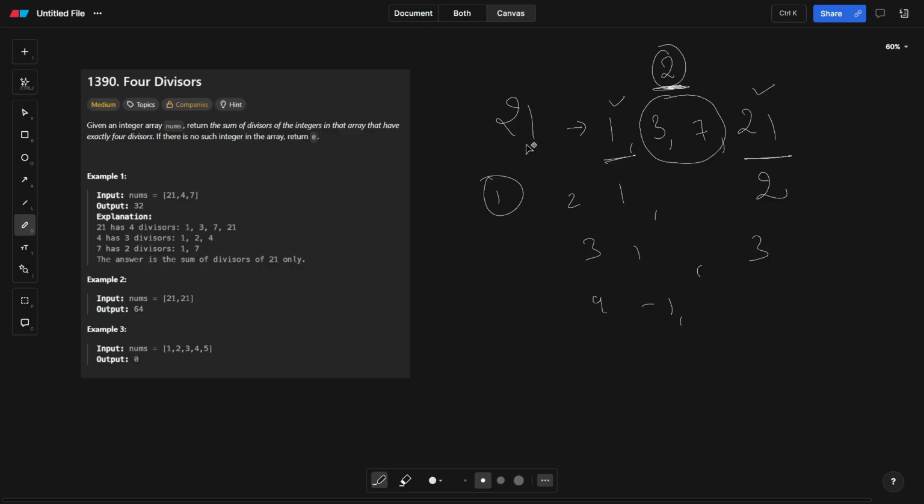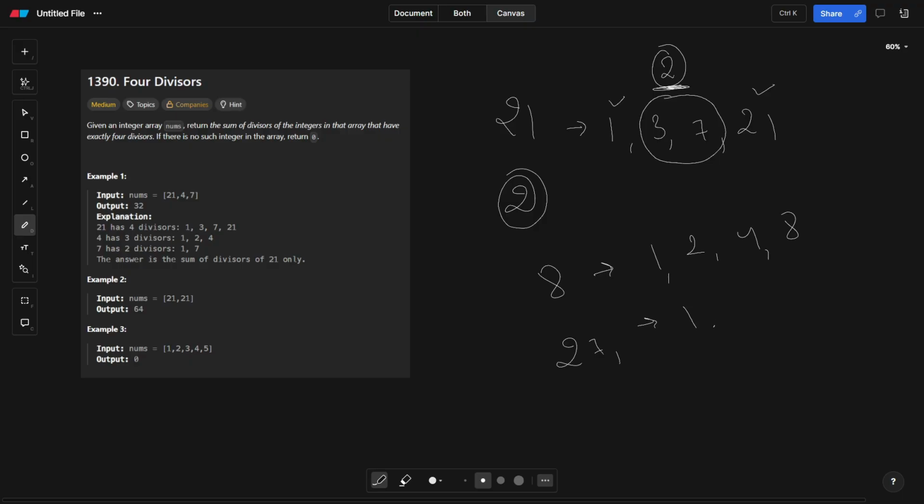Now how can we check this? Let's just see how we can check if a number has only 2 such divisors. Let's take an example of 8. 8 has 1, 2, 4 and 8. Only 4 divisors. Now if I talk about 27, it has 1, 3, 9 and 27. Only 4 divisors.